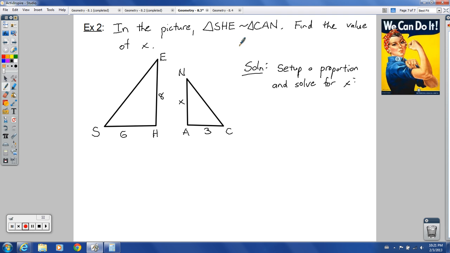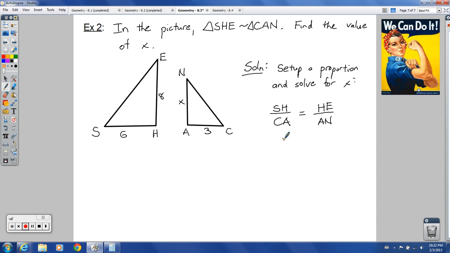If things are similar, we can compare similar parts to each other. SH, these two letters are the first two letters here. They should match up with the first two letters over here. SH should match up with CA. So I'm going to make that comparison, and compare that to HE compared to AN. Notice those are the second pair of letters. The second and third letters here should match up with the second and third letters here. So this would be HE over AN.